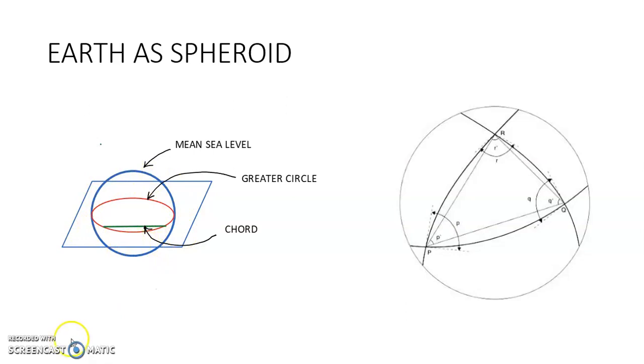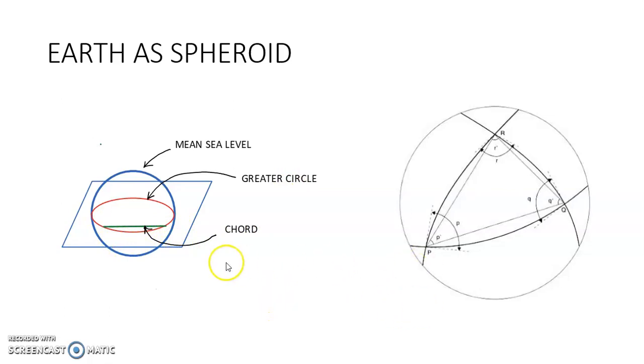And a great circle will be the circle which will be circumscribed by any section of Earth. So if I consider the horizontal plane cutting at any point on the Earth along the perimeter, the circle that will be formed is called a great circle. And if I take any 2 points on this great circle, the line that joins these 2 points is called a chord of the circle.